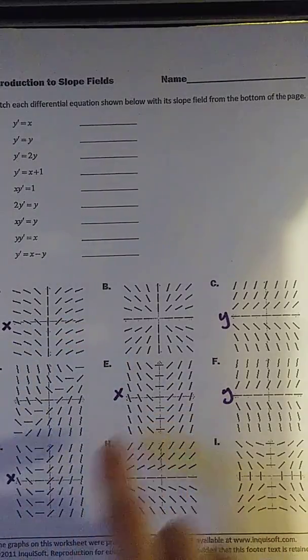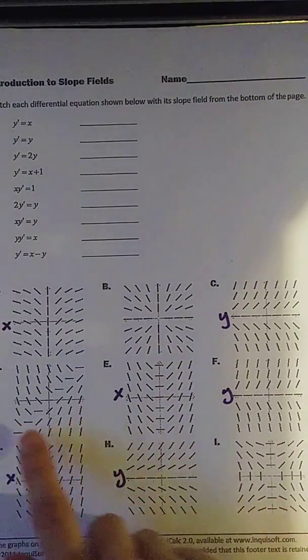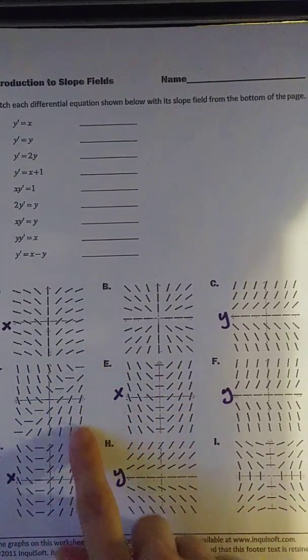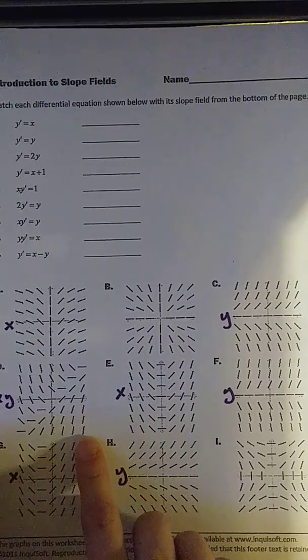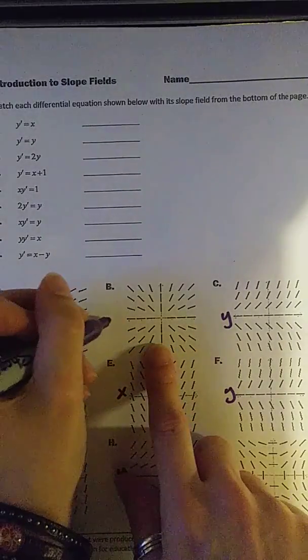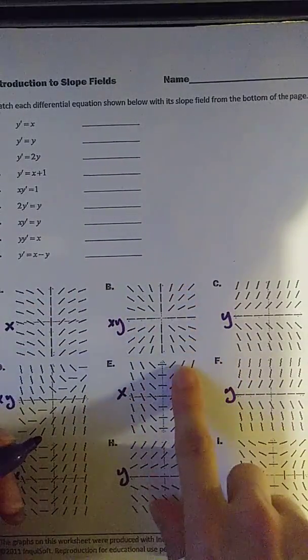So I have my 3 slope fields with only x, my 3 slope fields with only y. So these ones left over that change side to side and up and down, these must have an x and a y. So I've drawn a little x and a y. So up here, this one has an x and a y. It changes side to side and it changes up and down.